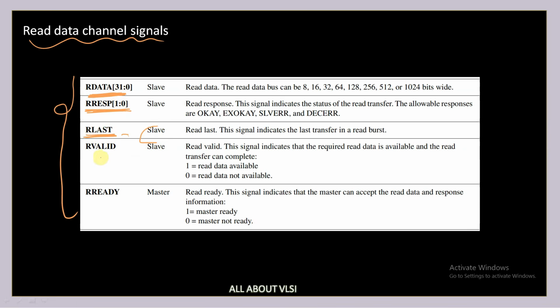The slave also uses this R valid signal to indicate that whatever information it has given is valid information. And the master is going to provide an R ready signal indicating that it is ready for the transaction to be taken, or ready for a read transaction.